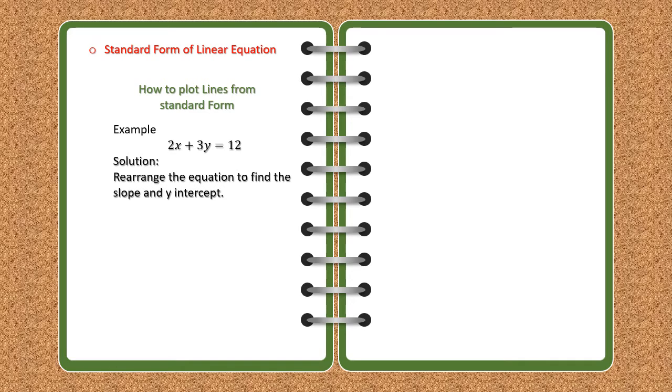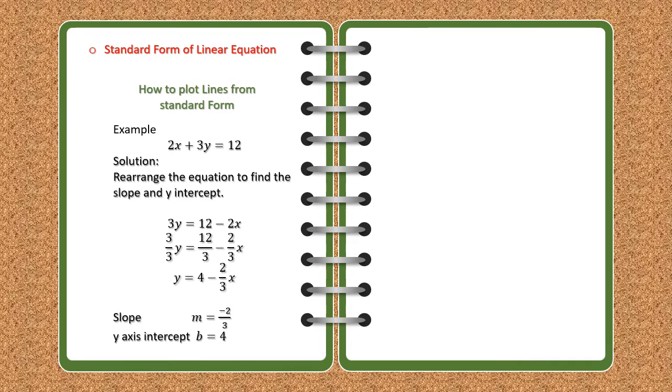Rearrange it, put the y on the left side and the x and the intercept on the other side. It will be 3y equals 12 minus 2x. Then we divide the equation by 3 to get y equals 4 minus 2/3 x. Here you can see the slope equals negative 2/3, and the intercept is 4.